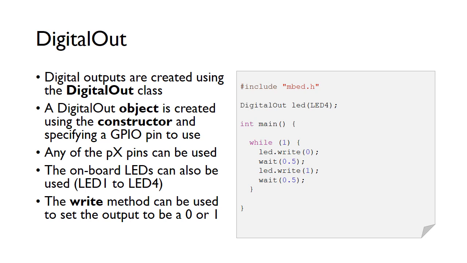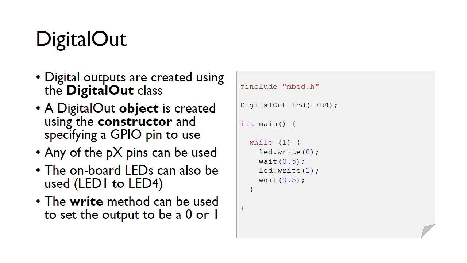If you want to create a digital output, so an output on a GPIO pin, we do that using the DigitalOut class. We create a DigitalOut object using the constructor, and we pass in the pin that we want to use. I think you can use P5 to P30 in this part here. But you can also use the LEDs on board, because the Mbed board itself has 4 LEDs, called LED1 to LED4.